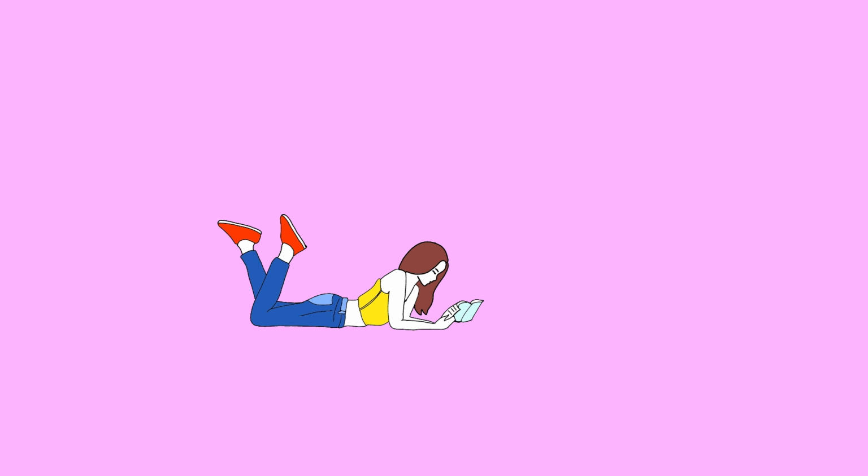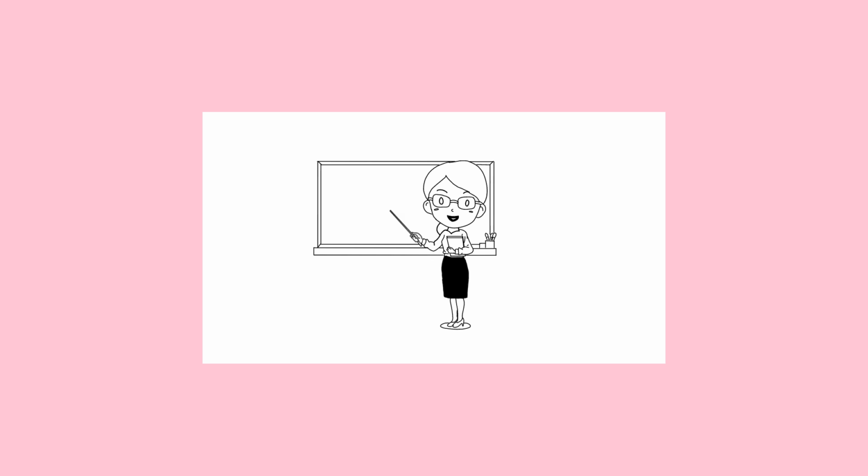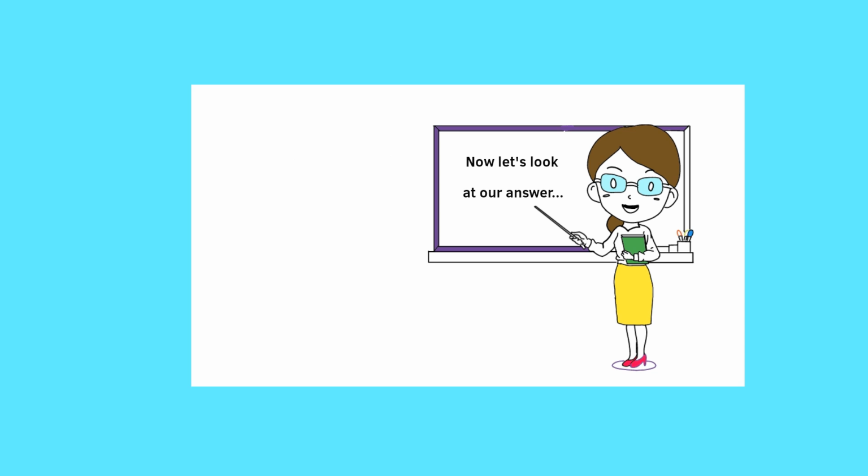So my topic is describe an art or craft activity you did. When preparing your answer structure, you should pay attention to the following points, such as when this happened, what you did in the activity, who you did it with, and explain how you felt about this activity. Now let's look at our answer.